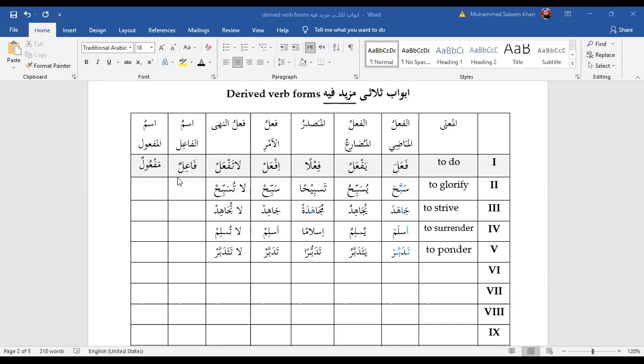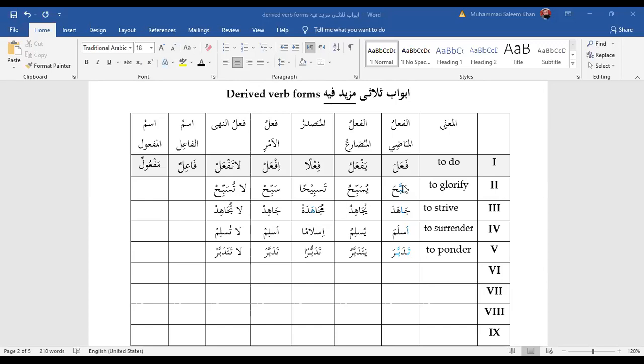And after we complete the ismul fa'il and ismul maf'ul from the first form of the verb, which is used a lot, then we will move on to form 2, which is sabbaha yusabbihu tasbihan, and fi'l al-amr is sabbih, and fi'l al-nahi is la tusabbih.